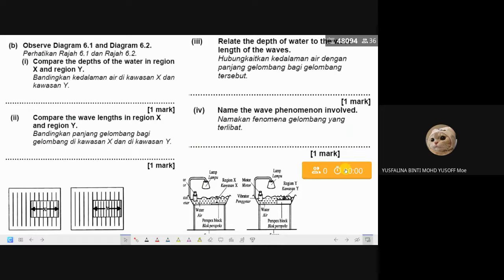Okay, so let's try this one. You can refer to the depth of the water, you can refer to the diagram below here.